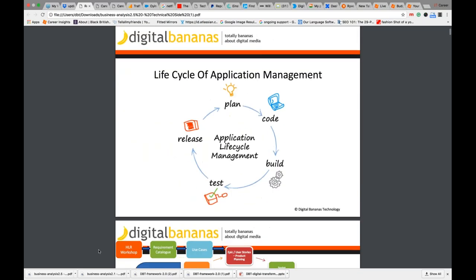So first, what is the life cycle of application management? Well, first we plan, we code, we build, we test, we release, and we plan again and code and build and test and release, and we plan again. It's a repetitive development life cycle where we are delivering on an incremental basis. So we build in bits and bobs and then roll out on an incremental basis. So this is Scrum. Now, Agile is the methodology. Scrum Agile is a type of Agile methodology.